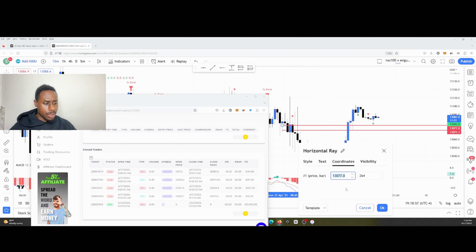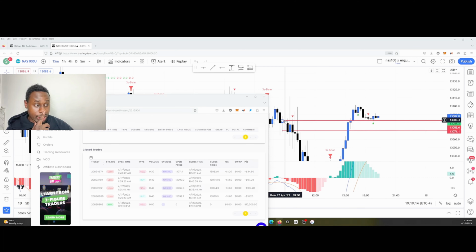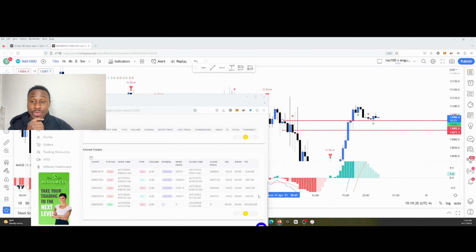So I entered to the sell side there and then got stopped out at 13082.6. So I entered at 13,071, and I got stopped out at 13082.6. And that was all for me for today, and that was a max loss of like 290 on the day, which is nasty. I shouldn't be losing so much, and it was my first day trading this account, so it's a bit of overconfidence.